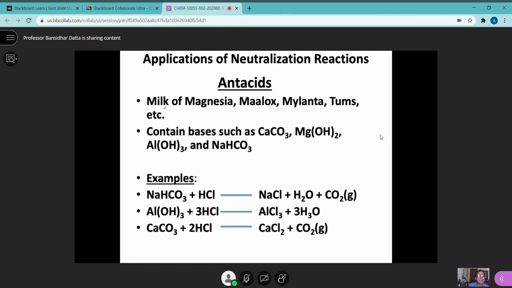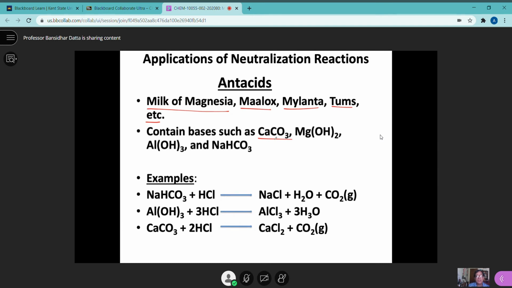If you add milk of magnesia, many people probably have taken it, right? It's magnesium hydroxide. Maalox is aluminum hydroxide. Mylanta, Tums, etc. Tums has plenty of calcium, so they're all hydroxides or bases, in fact. Those antacids contain calcium carbonate, and that's where Tums comes in. Remember that sometimes the companies give commercials, right? It's just a very interesting commercial as it is.